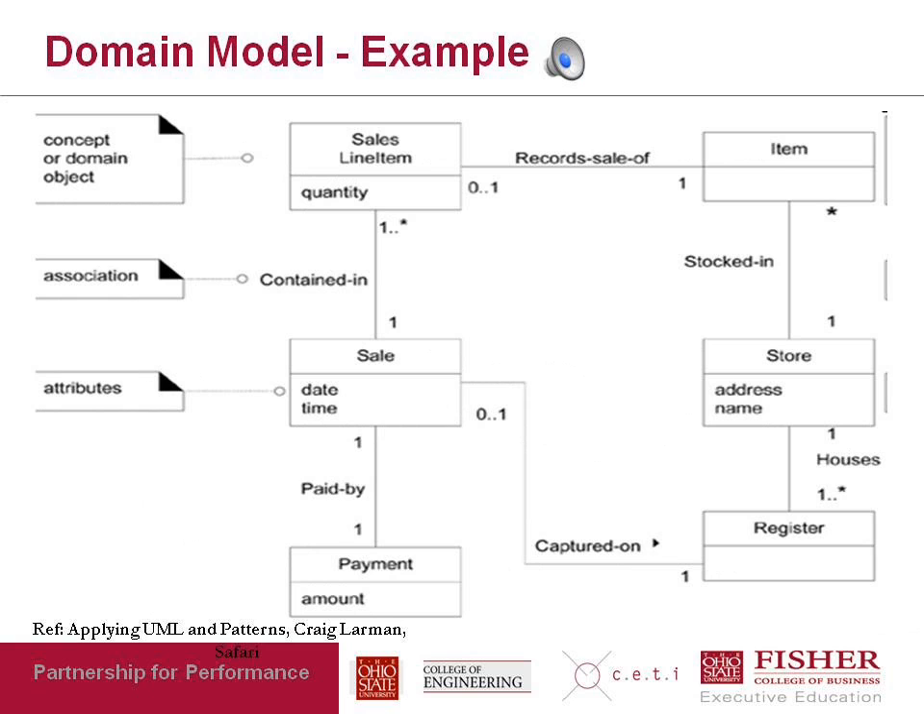Here's an example of a domain model. So it looks like it's the domain model of the buying process within a store. So you have an item in a store, you have registers in a store, you have a single sales line item that records the sale of an item. You have a sale that consists of multiple sales line items. You have a payment that you make for a sale.